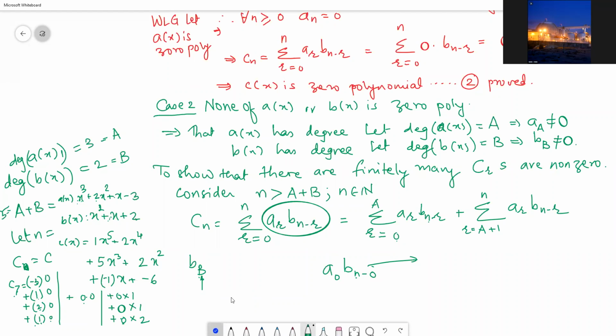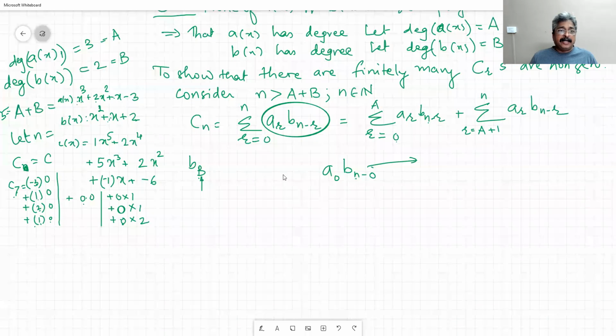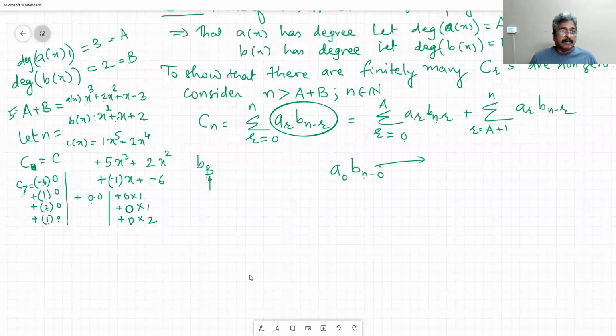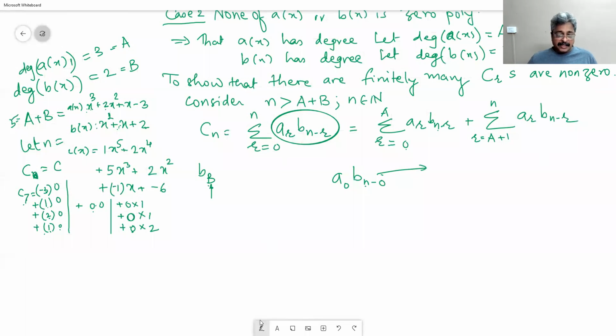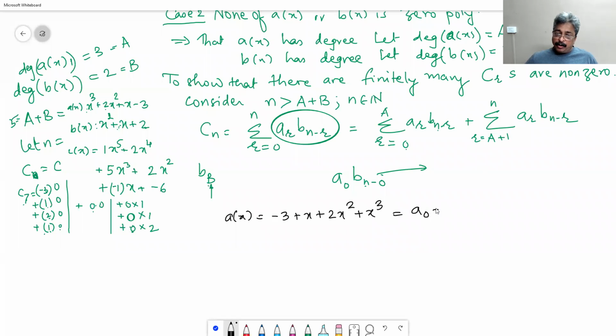This is a0. Let me explain it in detail once again, taking those examples. What was our A(x)? Unnecessarily hurrying it. A(x) is equal to, आपण आता काय लिहिला पाहिजे, -3 plus x square plus x cube. Okay, let me write this down: a0 plus a1x plus a2x square plus a3x cube.